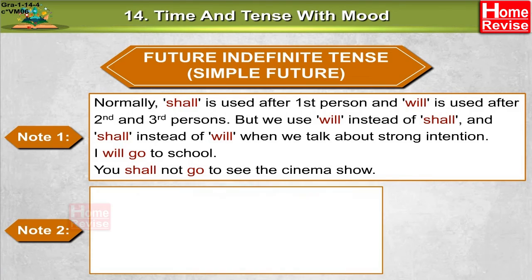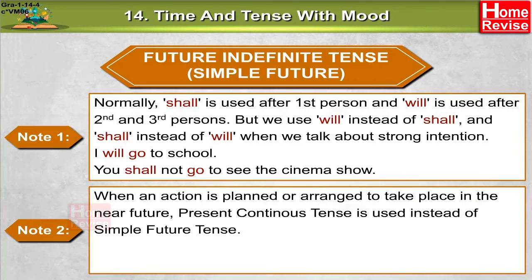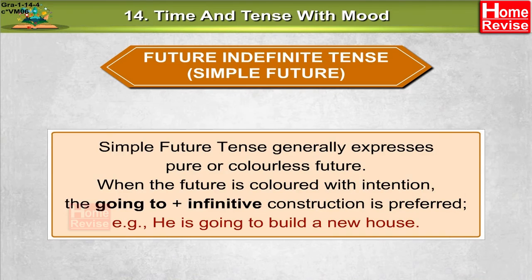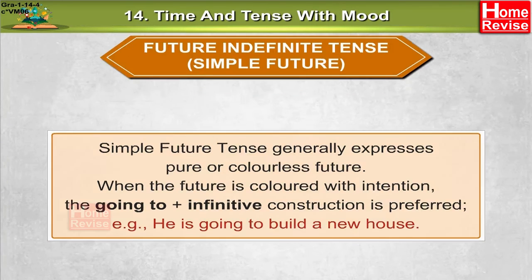Note 2. When an action is planned or arranged to take place in the near future, present continuous tense is used instead of simple future tense. My father is coming home tomorrow. I'm going to the cinema this afternoon. Simple future tense generally expresses pure or colorless future. When the future is colored with intention, the going to plus infinitive construction is preferred. Example, he is going to build a new house.